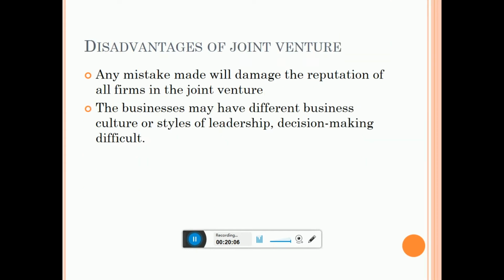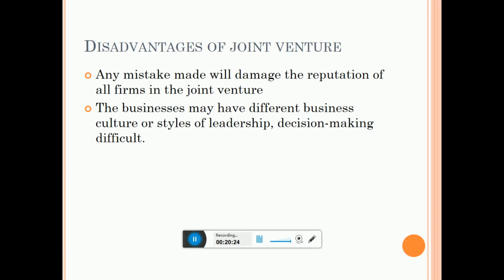Disadvantages of joint venture: any mistake made will damage the reputation of all firms in the joint venture. This is obvious, because there are two firms, and if any firm does not work according to expectations, that will damage the reputation of both firms. Second, the businesses may have different business cultures or styles of leadership.